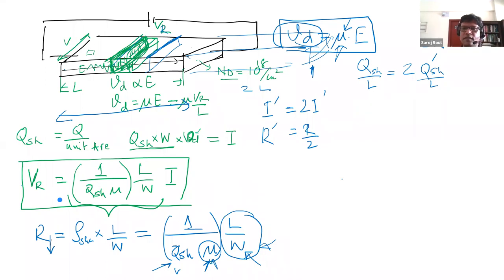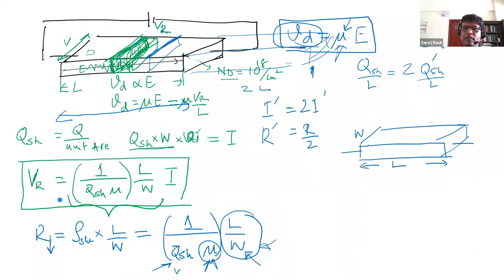All right, so let's see if everyone understands it. Let me ask a question now. I take a resistive material, I measure the resistance, and this is W, this is L. Resistance turns out to be, let's say, R1 equal to 1 kilo ohm.